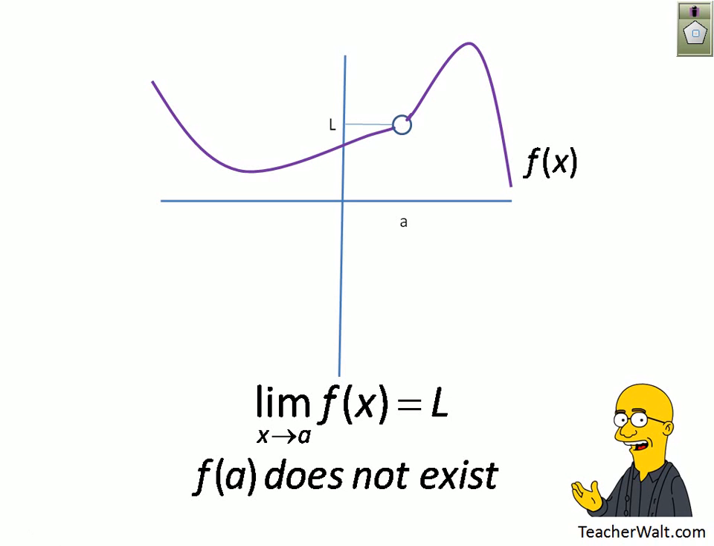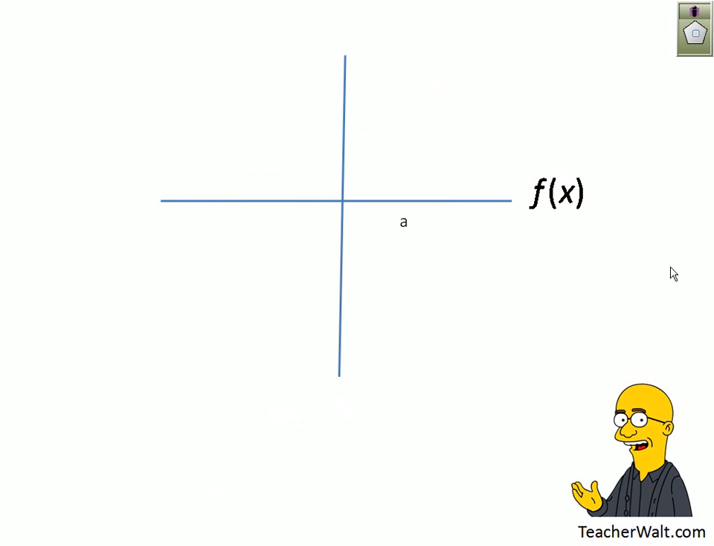Because the function is not defined at a, but it looks like it's defined every place else near a. So we want to still be able to work with the function very near a, even if we can't actually plug in a. Okay, let's look at another one.